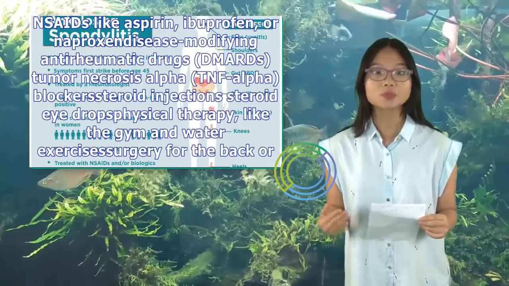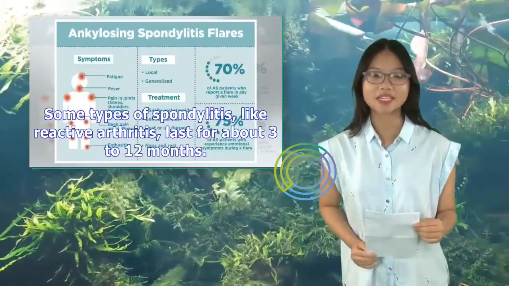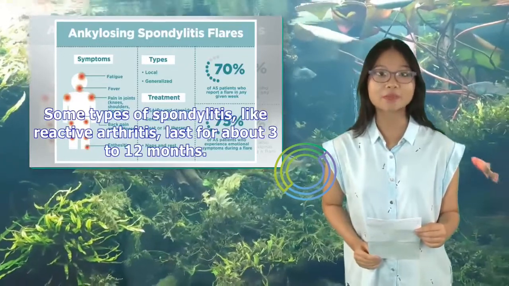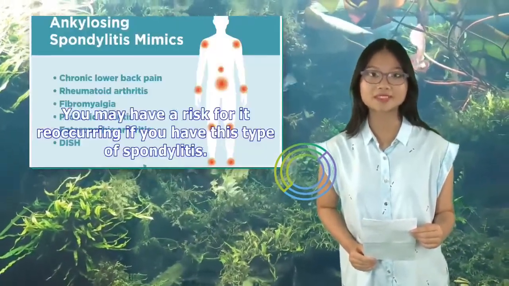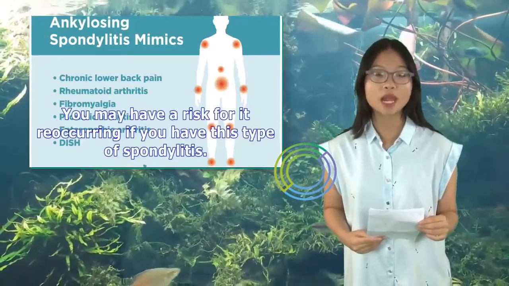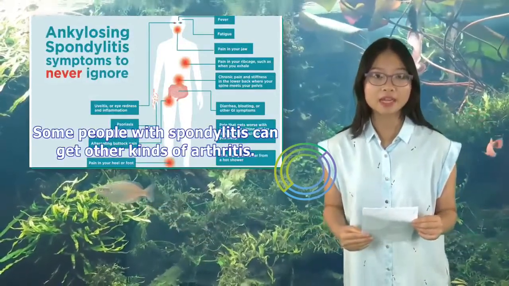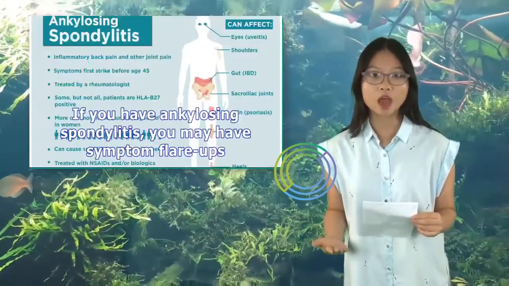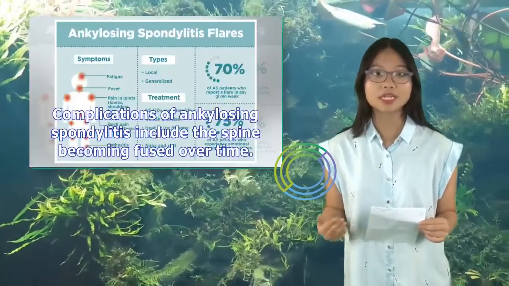What's your outlook if you have spondylitis? Some types of spondylitis, like reactive arthritis, last for about 3 to 12 months. You may have a risk for it reoccurring if you have this type of spondylitis. Some people with spondylitis can get other kinds of arthritis. If you have ankylosing spondylitis, you may have symptom flare-ups.